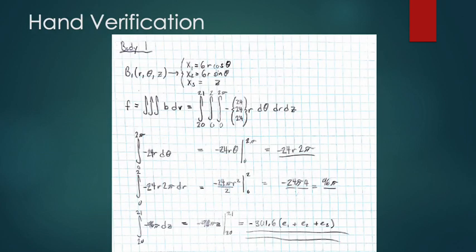And then here is the hand calculation check for that. So my parameterized equations for body 1 are here. It's just 6r cosine theta and 6r sine theta and z. And then the divergence of S for x1, x2, and x3 were 24, 24, and 24. So you want to take the triple integral of that times r with respect to d theta, dr, dz.